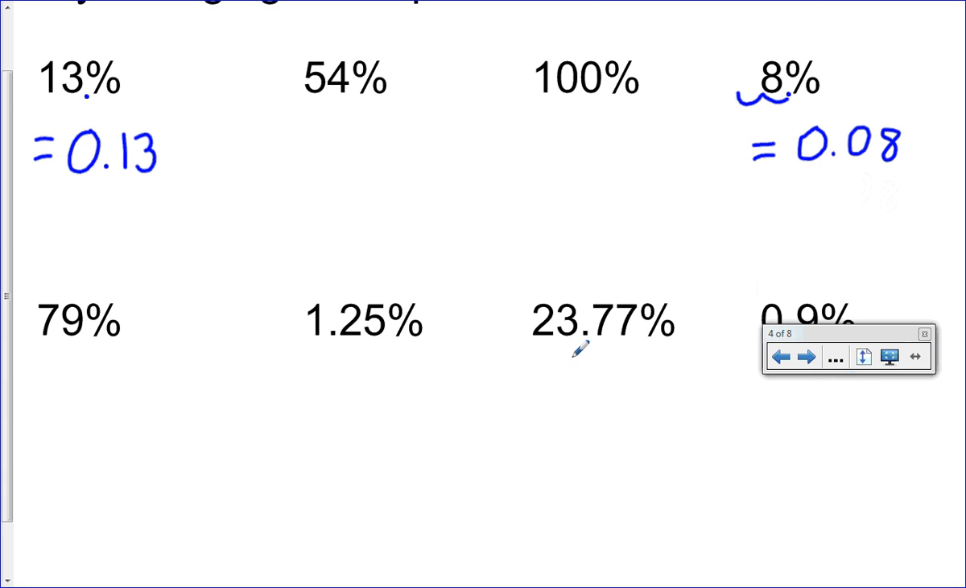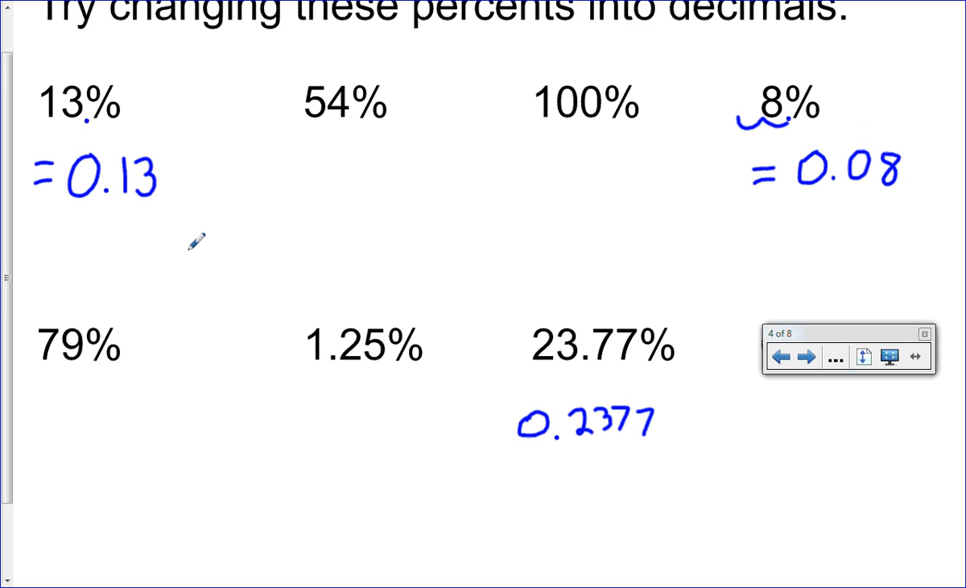Let's do one more. Let's take 23.77%. If I move the decimal over 2 spaces to the left, I'm going to get 0.2377.